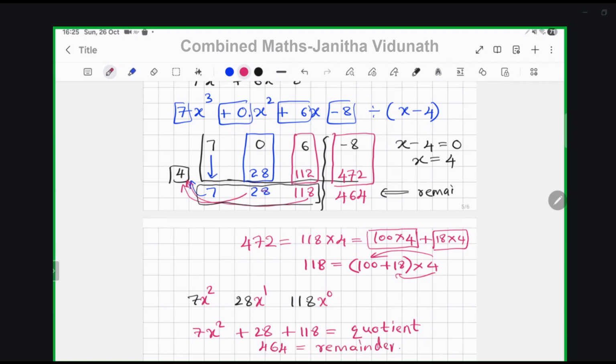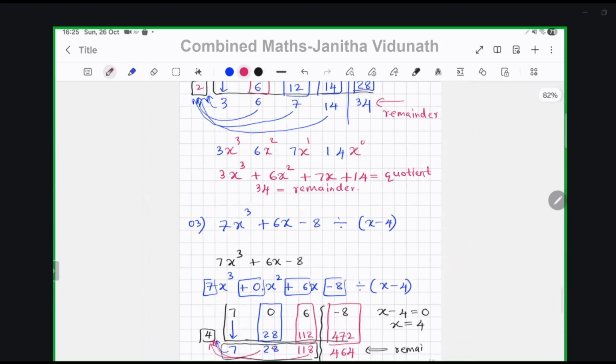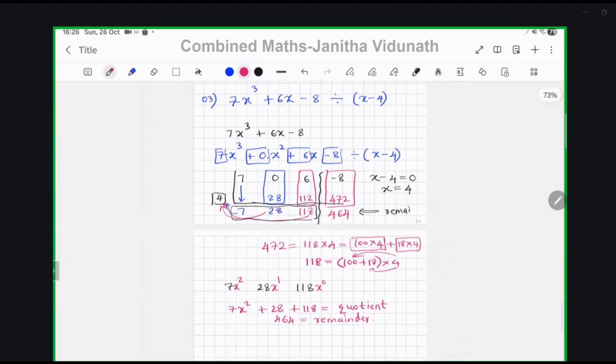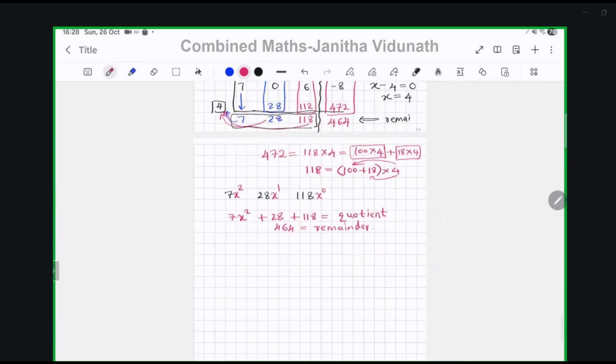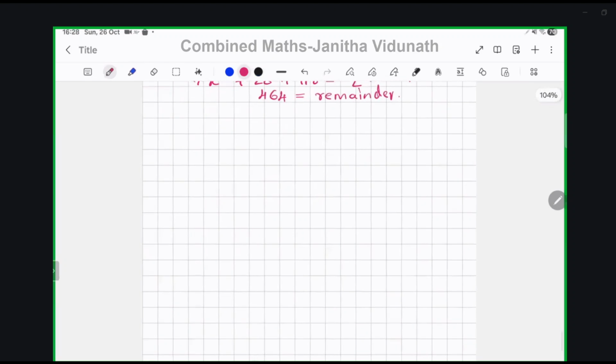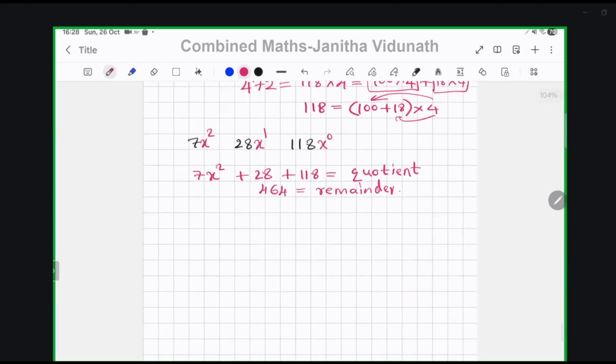Okay, I will give around 1 minute to write down those things. Now we write down the process behind the synthetic division. Please write with me.